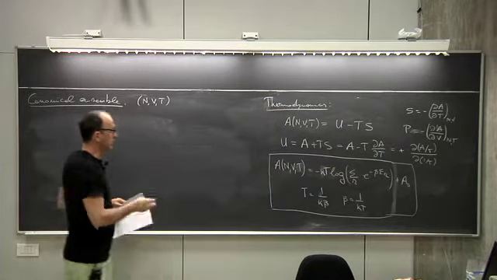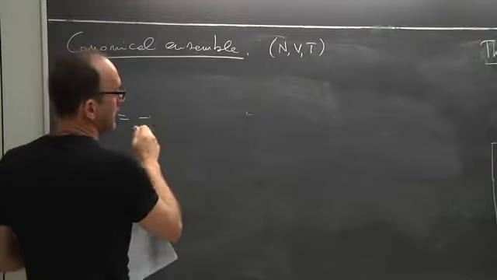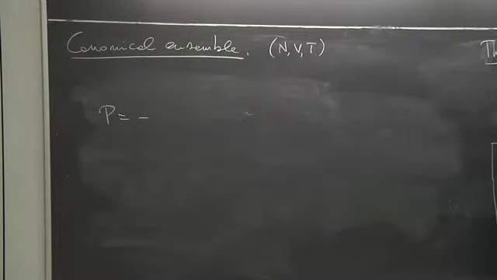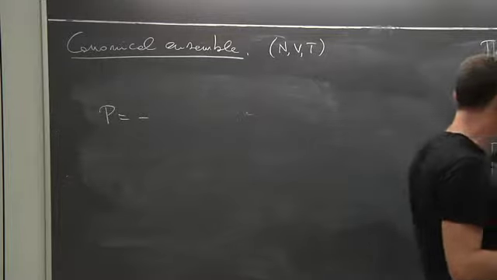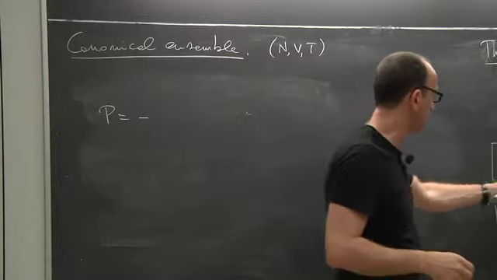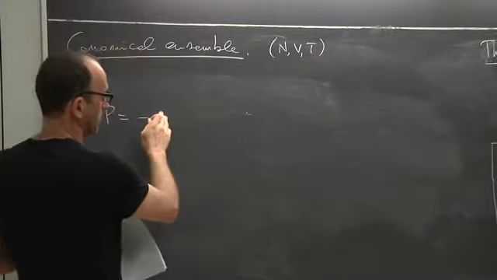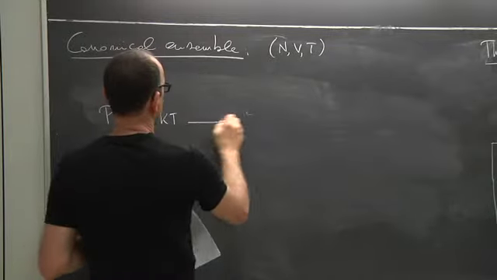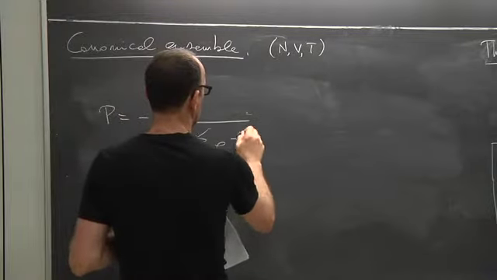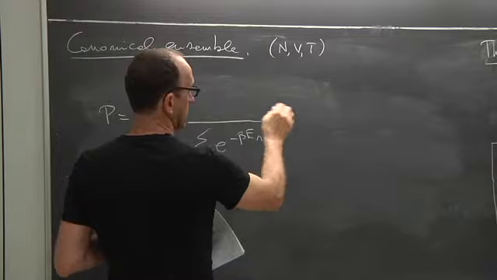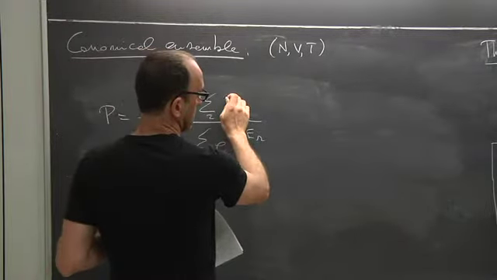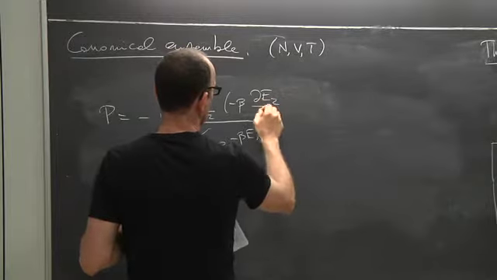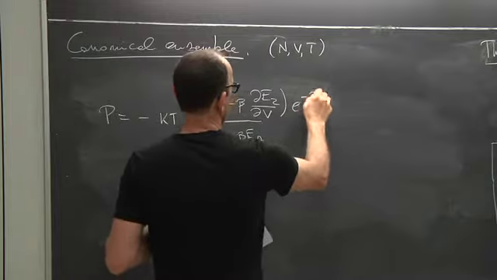If you want to compute the pressure, it would be minus the derivative of A with respect to the volume at constant N and T. So if I use this relation, then I have kT times the sum over r, e to the minus beta Er, times the sum over r of minus beta times the derivative of the energy levels with respect to V, e to the minus beta Er.